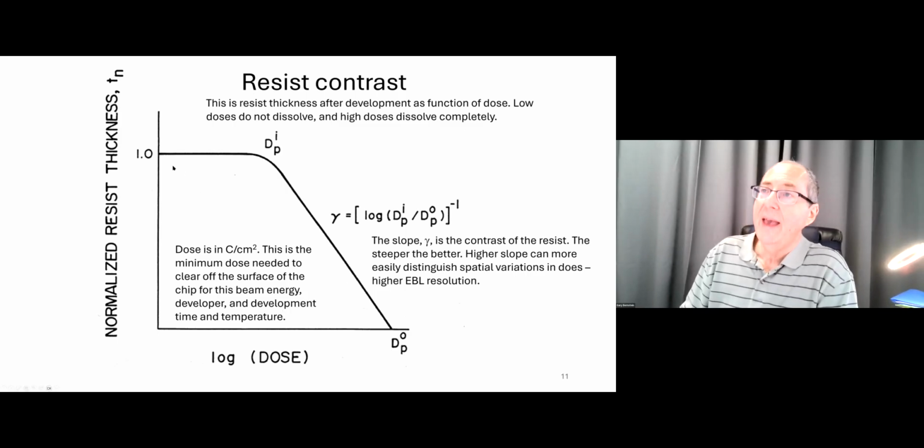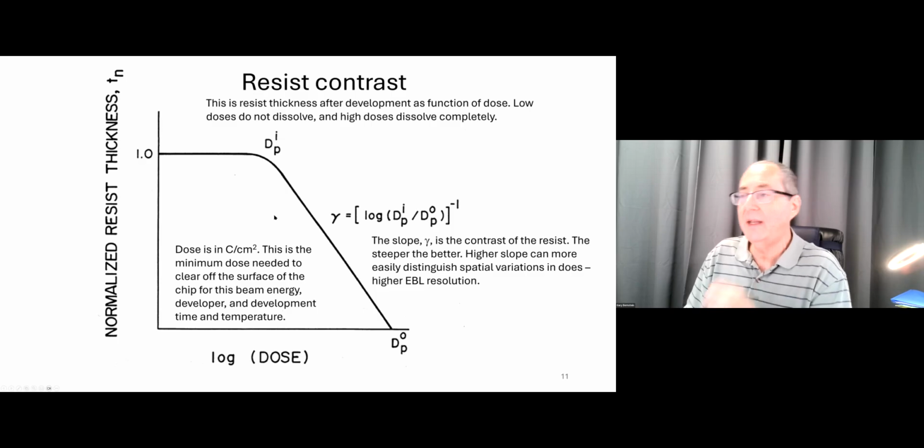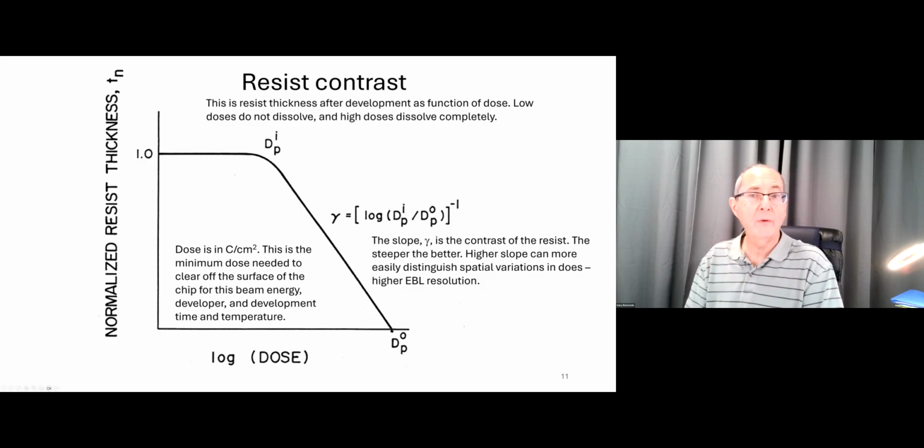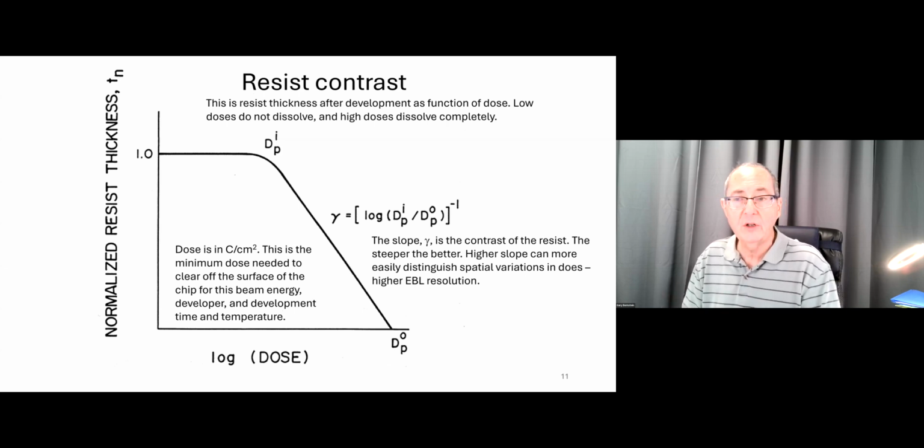So here's the curve. And if the dose is too low, it basically has no effect on the resist. And then you start to see, oh, I've exposed it for this amount of time. I develop it my favorite way. And it starts to get a little thinner and a little thinner with more dose and more dose and more dose until ideally you get to a point where you have cleared all the resist. You don't want any resist left on the surface of your chip after you've done your exposure.